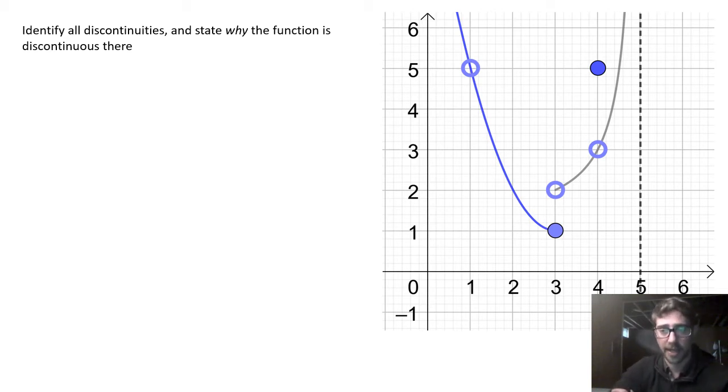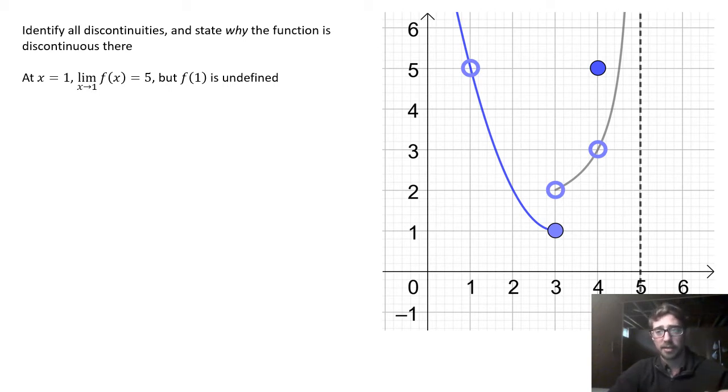So for example, the first one we see off the bat is x equals 1. There's a hole at x equals 1. So the limit does exist there. It looks like the limit is 5, right? The limit can still be there if there's a hole, but the function is not defined. So that's really all you would have to say. If you just say f of 1 is undefined, that breaks the definition. So here's a very thorough answer. At x equals 1, the limit is fine. The limit appears to be 5, but f of 1 is undefined, right? So it can't be continuous if the function has no definition.